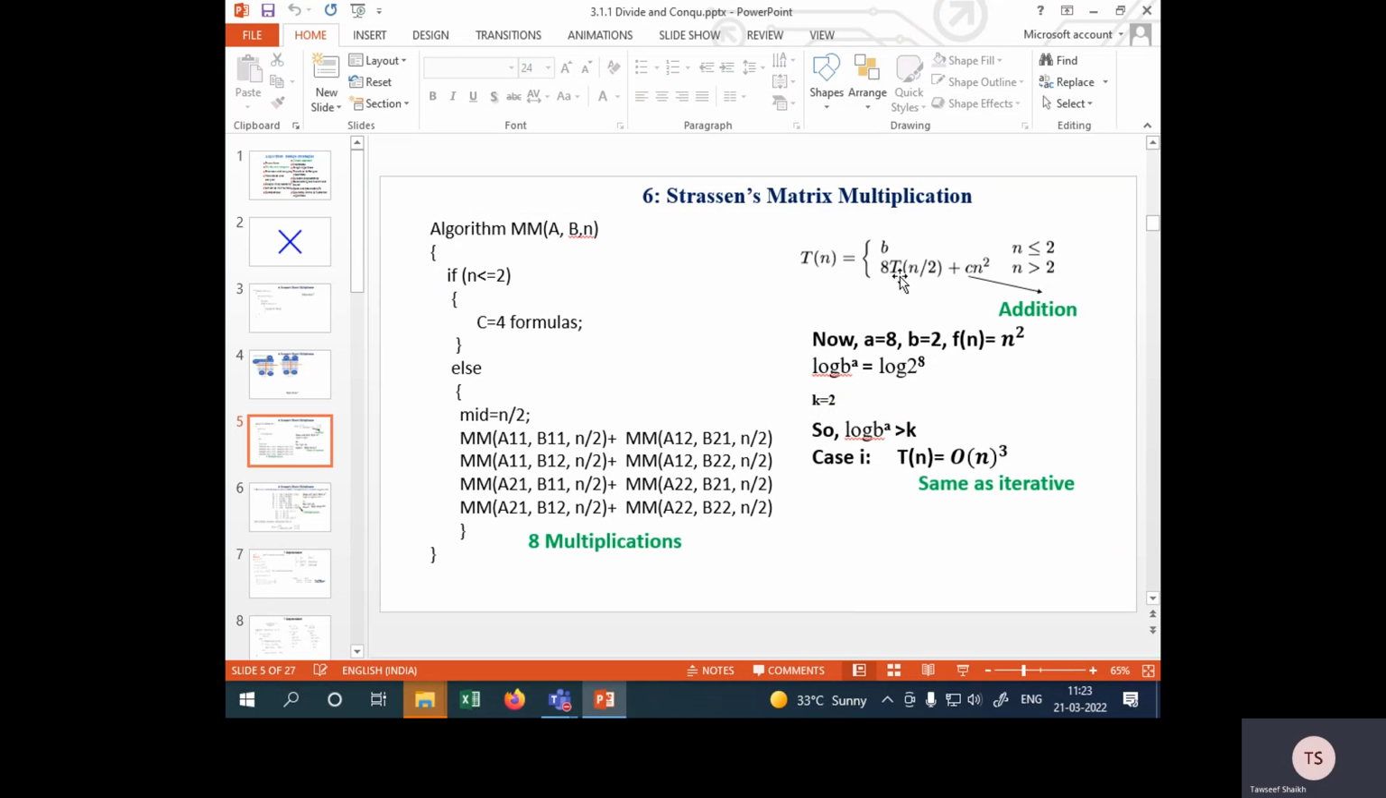So 8 T of n by 2, this will be the addition of all those, plus this n square is the amount it takes to add those matrix values.